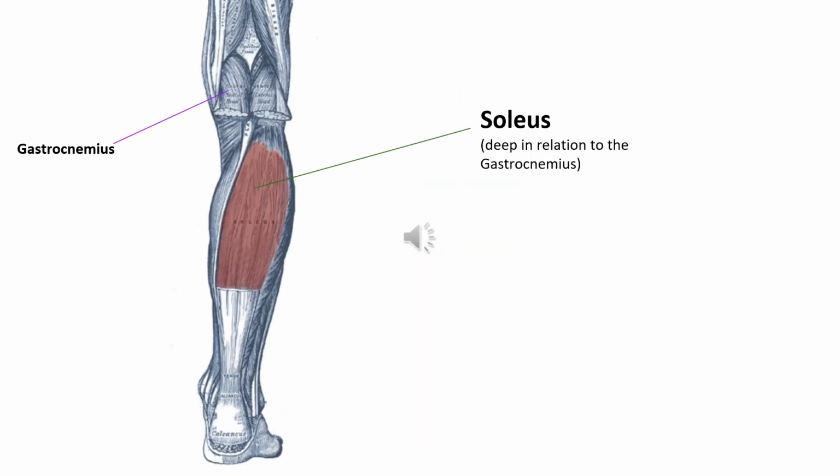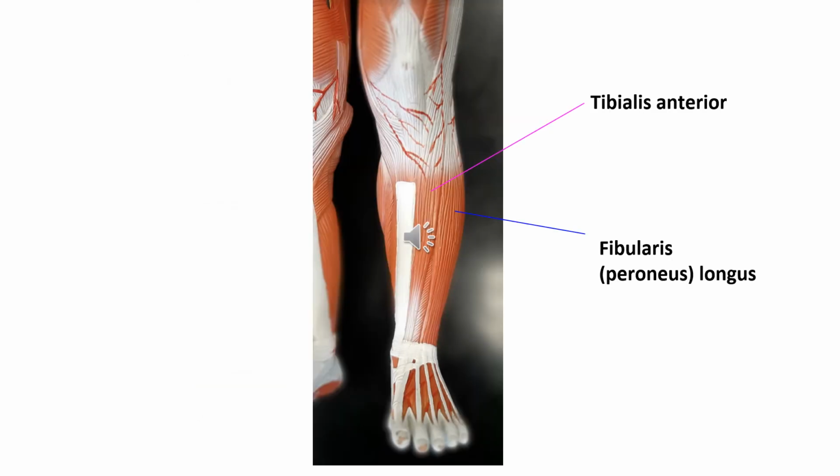This is the soleus. Its main actions are to plantar flex the foot at the ankle and stabilize the leg over the foot. This is the tibialis anterior muscle. Its main actions are to dorsiflex the foot at the ankle and to invert the foot. This is the fibularis longus. Its main actions are to evert the foot and weakly plantar flex the foot at the ankle.